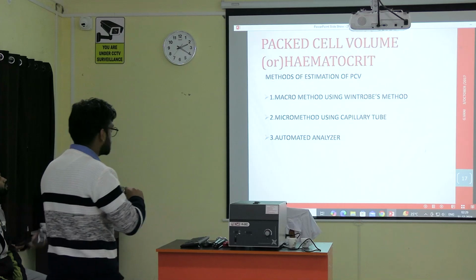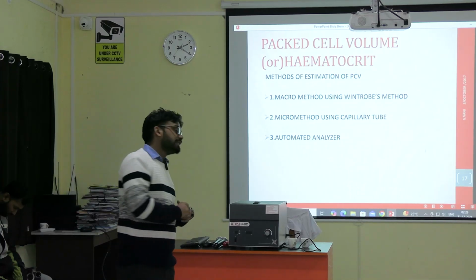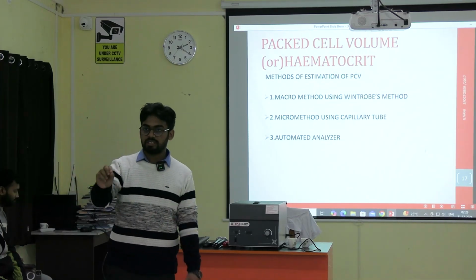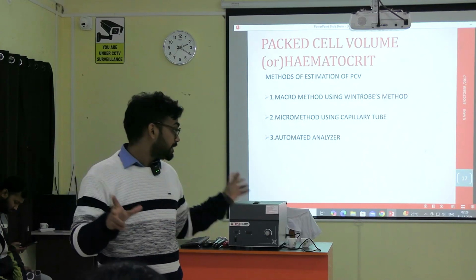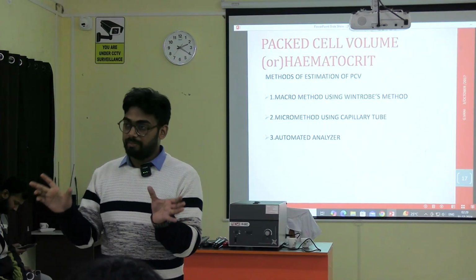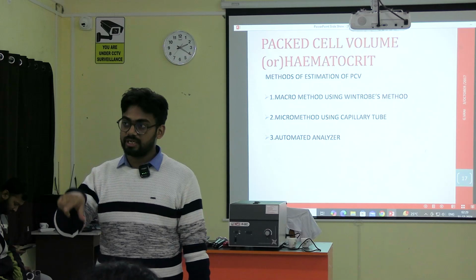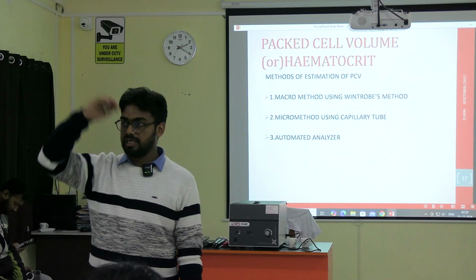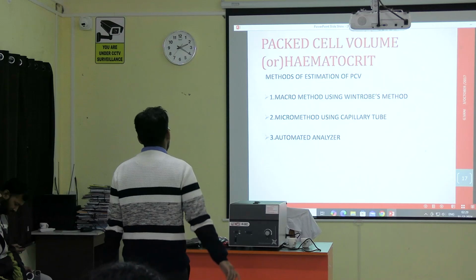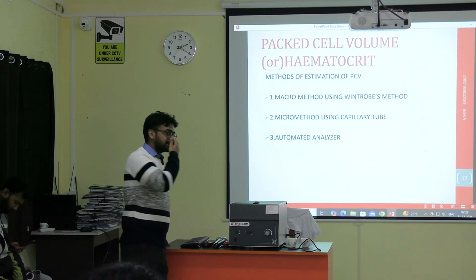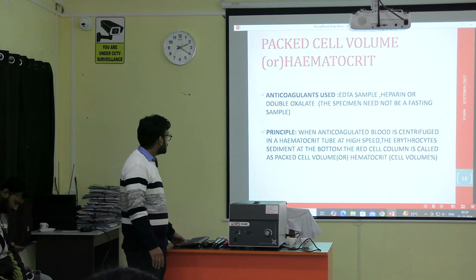Another method is the micro method using a capillary tube. Similarly, we are going to take the blood in a capillary tube and place it in a different centrifuge machine meant for that. When we centrifuge, in the capillary tube we are going to see the different layers. Same thing only in a capillary tube. Then there are automated analyzers, the last one.